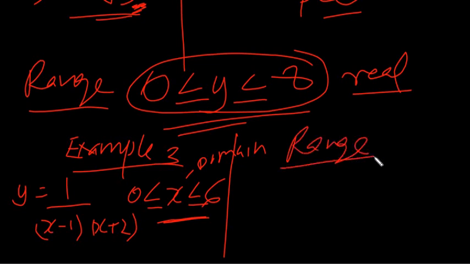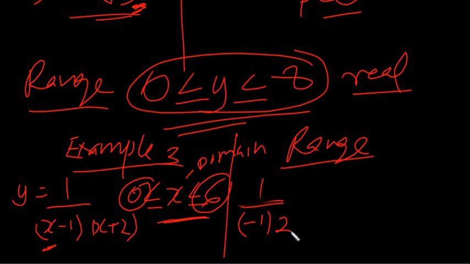Now we understand the range. As I explained earlier, we are dealing with the first value of the domain interval and the last. So replacing x with 0, it becomes 1 over (0 minus 1), which is minus 1, times (0 plus 2), which is 2. So this becomes 1 over minus 2.